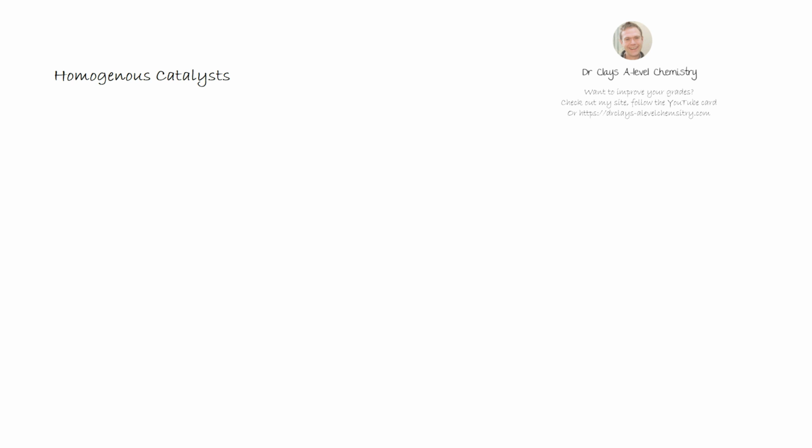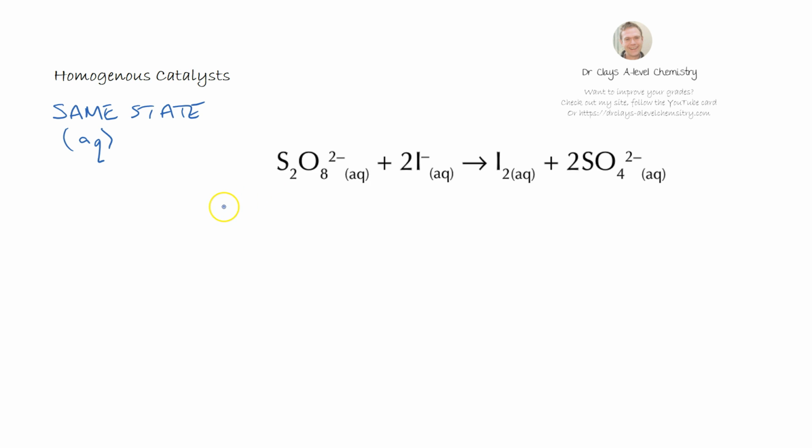The final section then in catalysis is that of homogeneous catalysis, and homogeneous simply means same state, and in transition metal chemistry we're really talking about the aqueous state. We've seen this a lot in organic chemistry so far with acids and bases catalyzing reactions, but now we're going to look at it specifically with transition metals. The one that we are interested in is the peroxydisulfate reaction, S2O8 2-, with iodide ions, making iodine and the SO4 2-, or the sulfate ion.